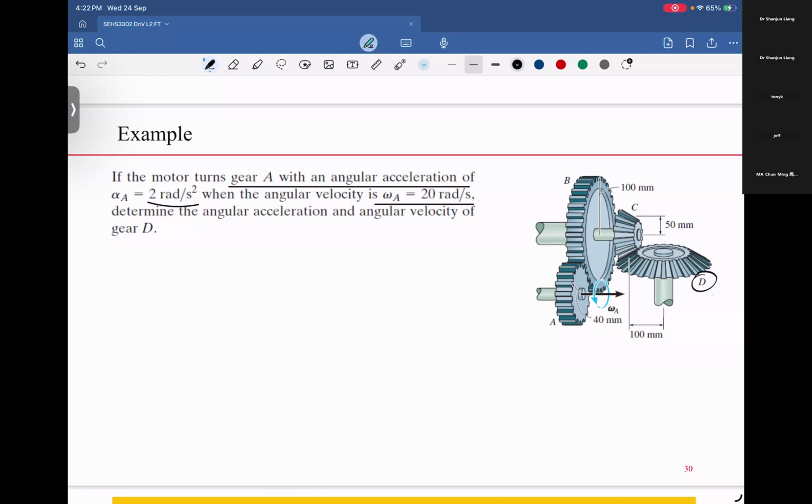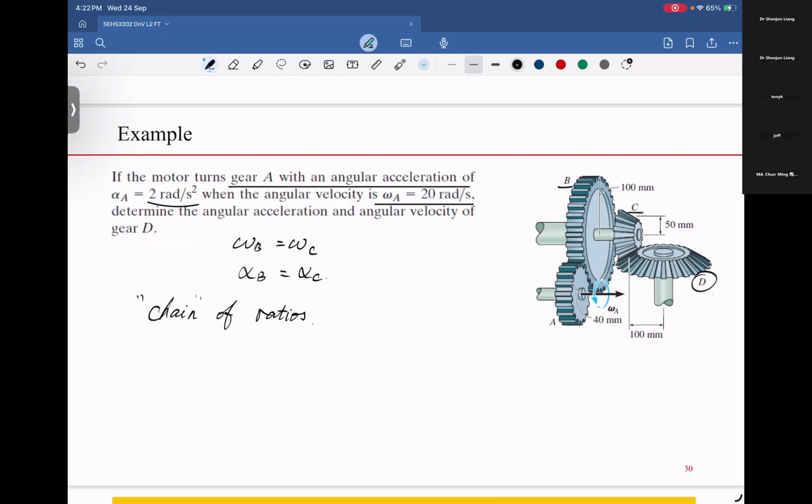Okay, back to this question. Gear A, B, C, D. Okay, from A to B and to C and D. So omega B and C share the same shaft. Therefore, omega B equals omega C, right? You need to know omega B equals omega C and alpha B equals alpha C. And then we need to build a chain, right? We can use the chain of drive ratios.